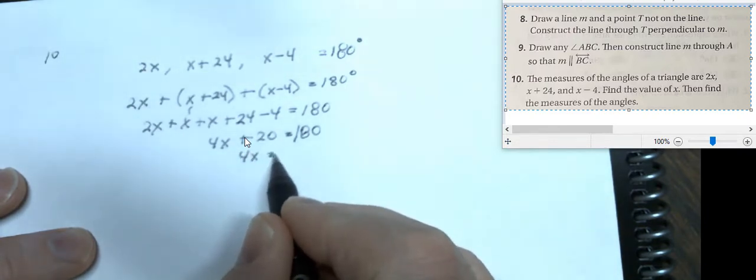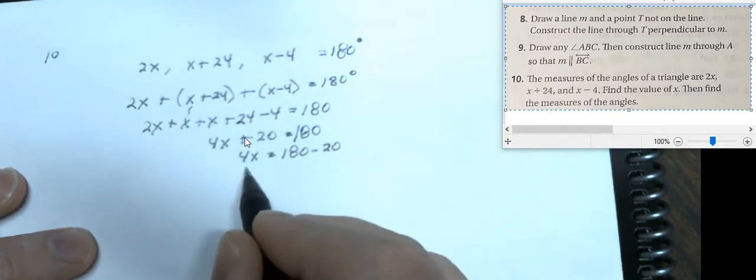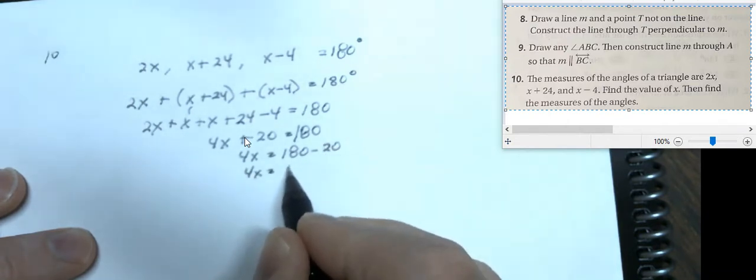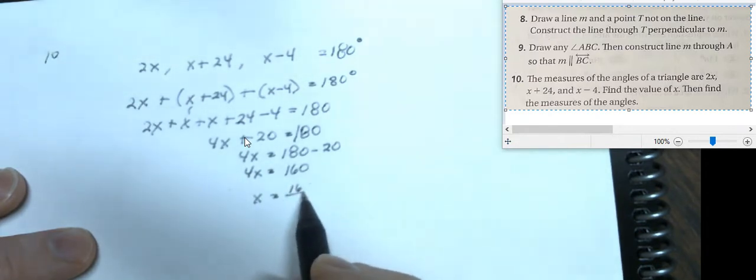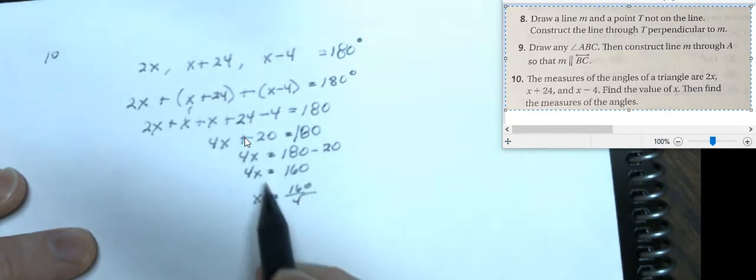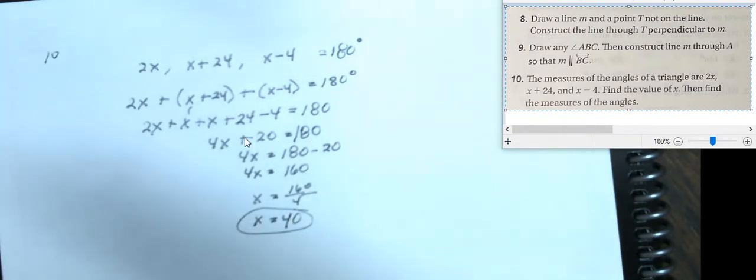Now I can swap this around. 4x equals 180 minus 20, which will give me 4x equals 160. And if I divide both sides by 4, that'll give me x equals 160 divided by 4, because this one will cancel out, which will leave me my final answer of x equals 40. So that's how we get our x.